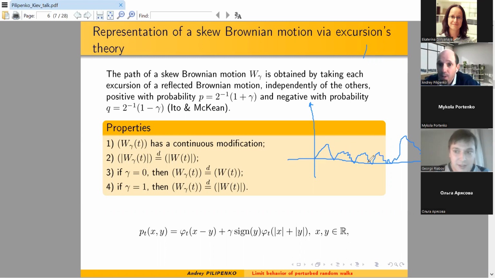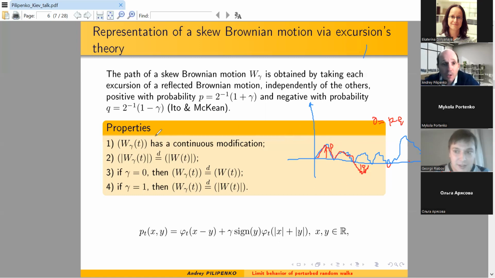And then you toss a coin and flip some excursions. So leave them as they are with probability p and flip them with probability q, and do it with every excursion. And it can be seen that the process that you get is skew Brownian motion with parameter gamma equals p minus q. By the way, when we consider a simple random walk and perturb it, we may say, let's consider just a reflected random walk and then flip some excursions.